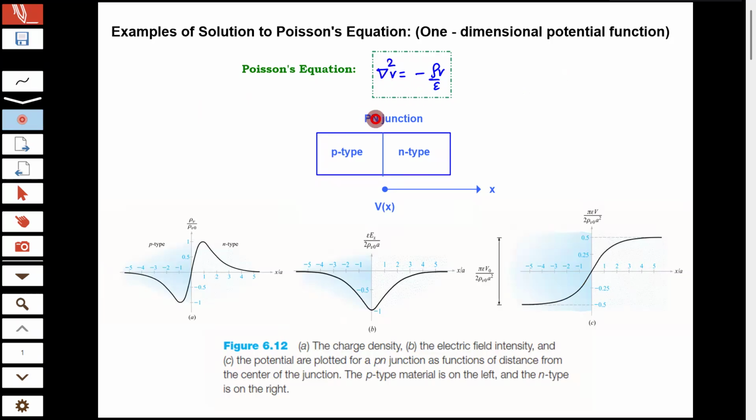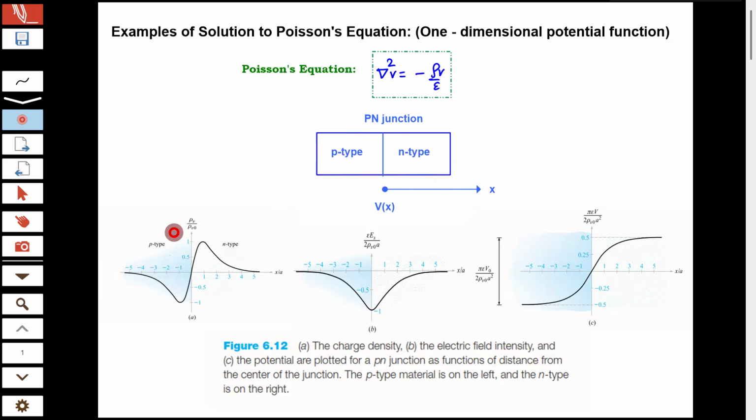Take the example of a p-n junction. In the p-n junction, let us consider the orientation is along the x-axis. The left side is the p-type material and the right side is the n-type material. We know that near the junction, there will be a concentration of immobile charged particles. So if we know the volume charge density throughout this p-n material, then we can find the potential distribution of this region, and in turn, we can also estimate the electric field distribution of this p-n junction material.